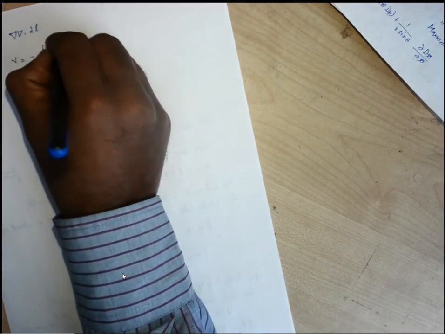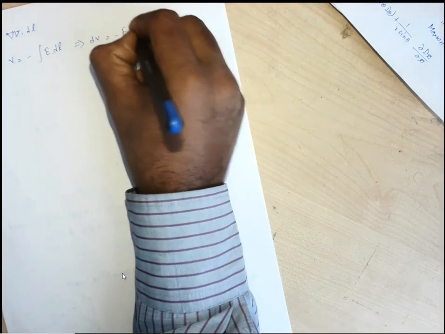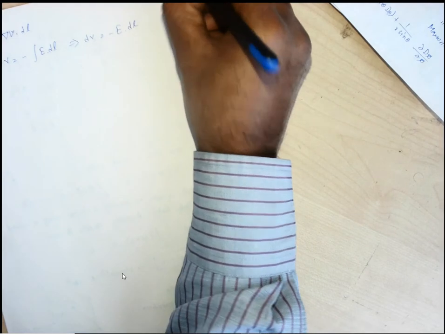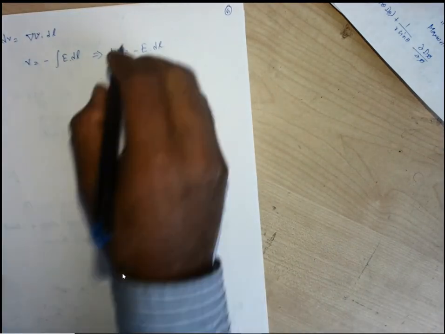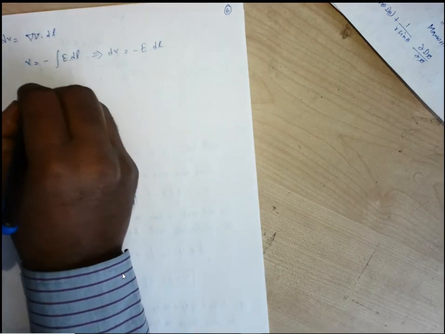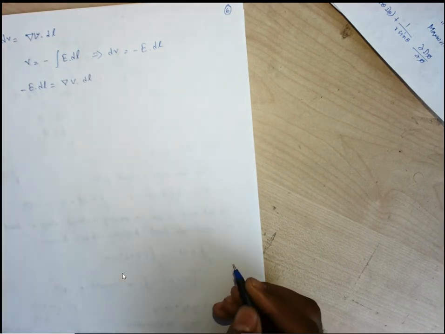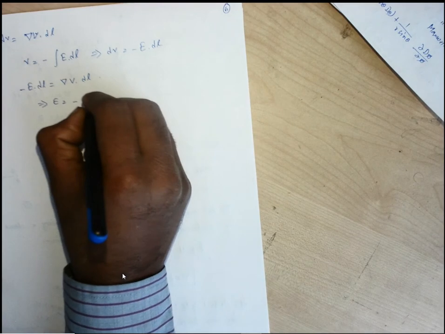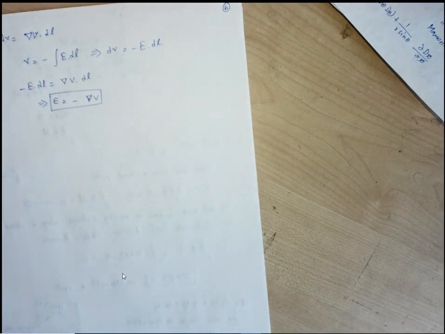Next, what we know is V equals minus integral of E dot dl, right? So what will be dV for this case? Minus E dot dl. From this we can write that the differential potential difference dV is minus E dot dl within the differential line. So if we compare these two equations, minus E dot dl equals del V dot dl, or we can write E equals minus del V. So what does it mean? The electric field is the negative gradient of the scalar electric potential.